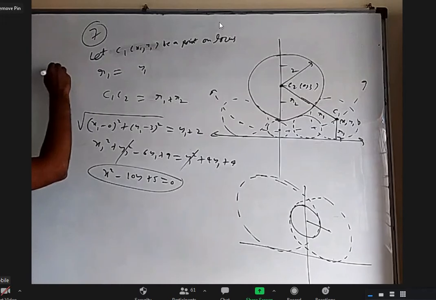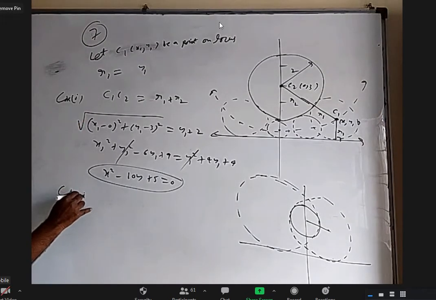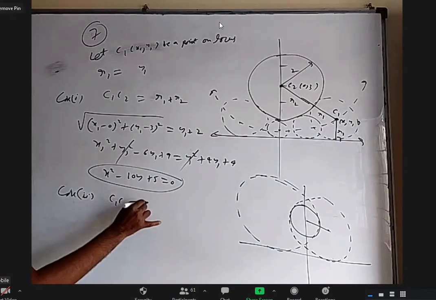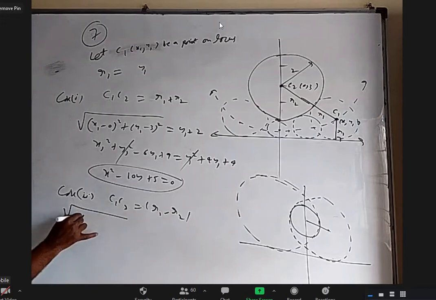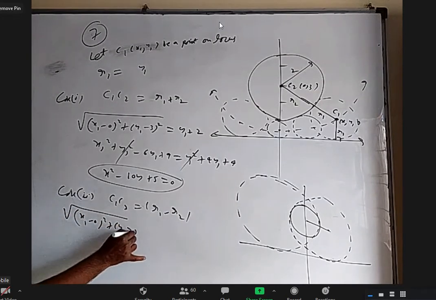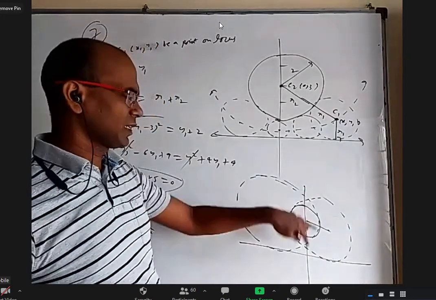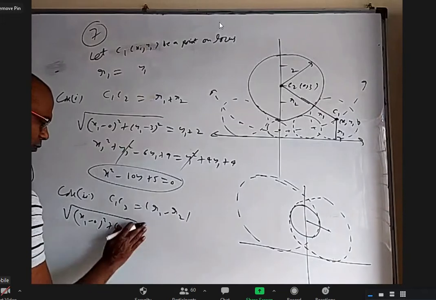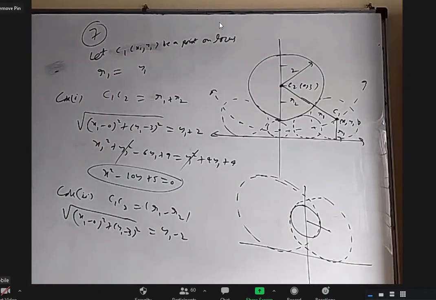This is case 1. Case 2. C1C2 equal to mod R1 minus R2. This time the center C is x1 minus 0 whole square and y1 minus 3 whole square. One circle's radius is 2 units and the other circle's radius is y1. You can see this is bigger than this, but anyway mod is there, not important. But it is y1 minus 2 instead of y1 plus 2.